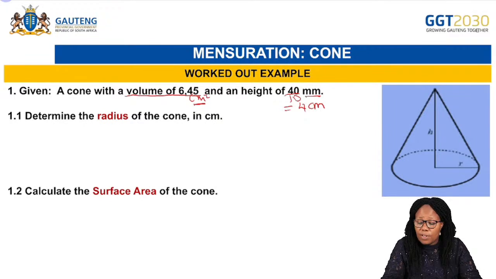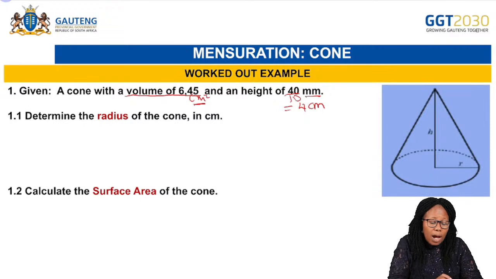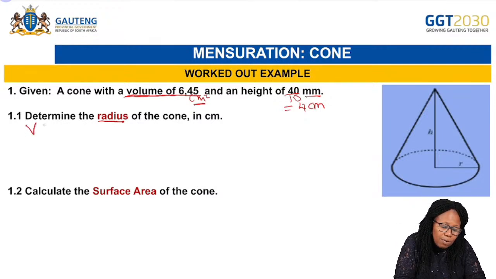Determine the radius of the cone. And then now, how do you determine the radius? It depends on what is given to you. In this case, we are given the volume. Therefore, we are going to use the volume of a cone formula, which is equal to pi r squared h.